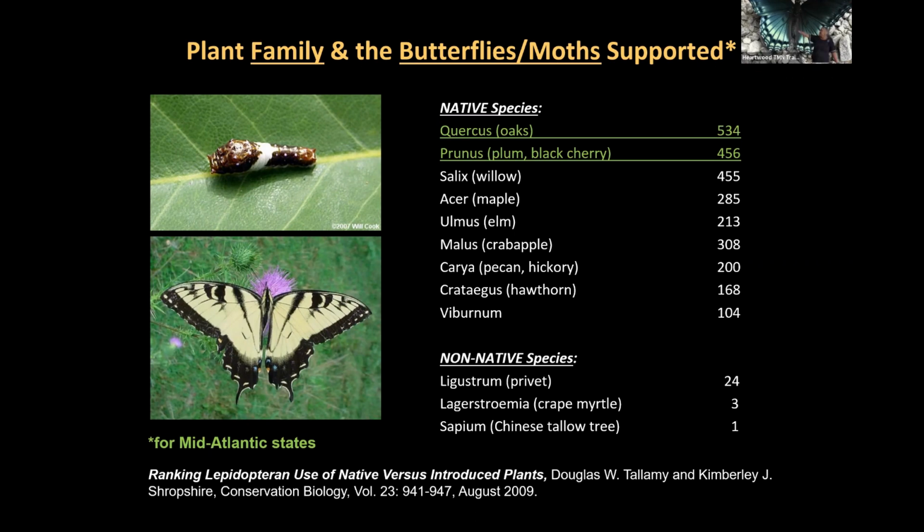But anyway, the one thing I want you to notice is to look at the non-native species. So look at Chinese tallow tree. One species of butterfly or moth. You know what it's called? The Chinese tallow moth. Of course. I didn't realize there was one, but there is. Crepe myrtle, 3 species. So you can see the non-native species just don't have the same amount of wildlife use that the native ones do. So if you want to do a productive landscape around your property, go with natives, because you'll be benefiting a lot more than just the stuff that the non-natives do.